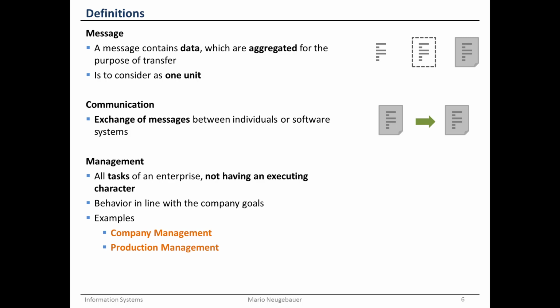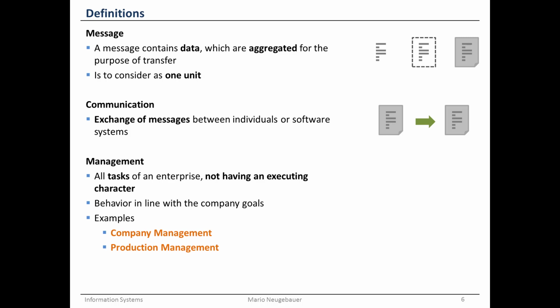Then we need to talk about management. If we talk about the term management, then it comprises all tasks within an enterprise which do not have an executing character. Executing character, what does it mean? For example, executing would be you are in the production line and you work on a machine and you produce 100 pieces of your product, for example. This is an executing character.